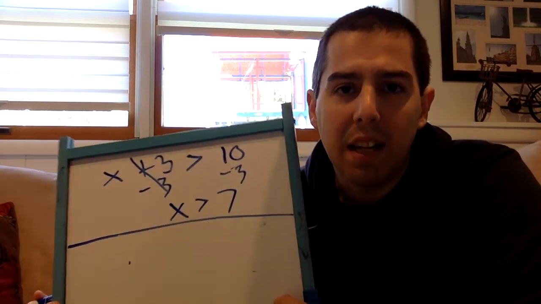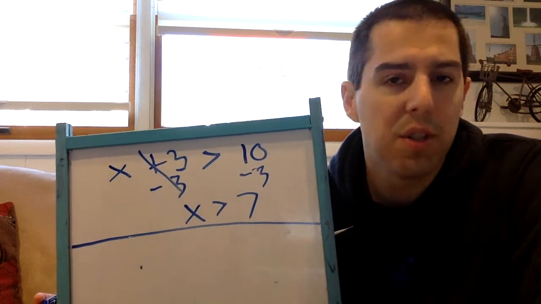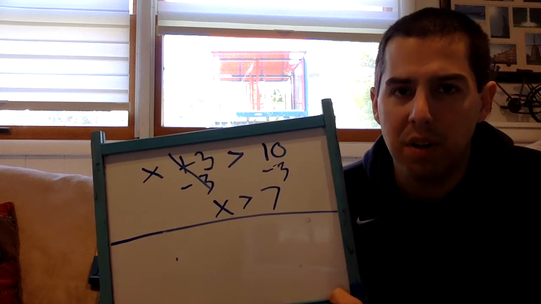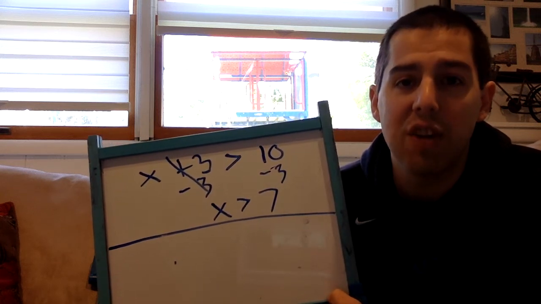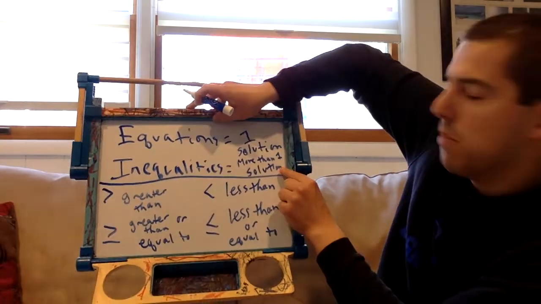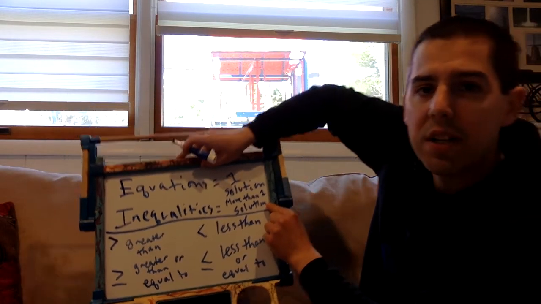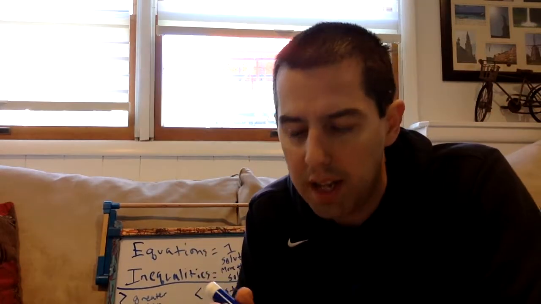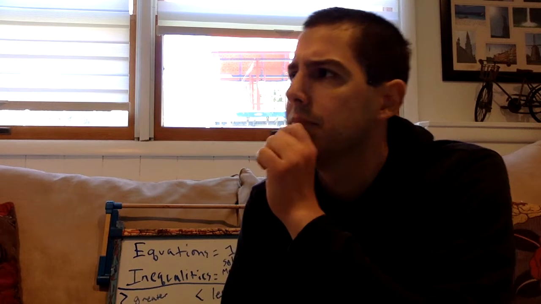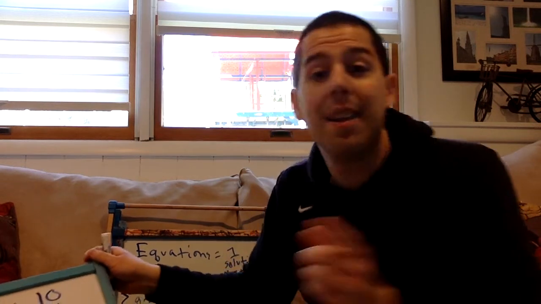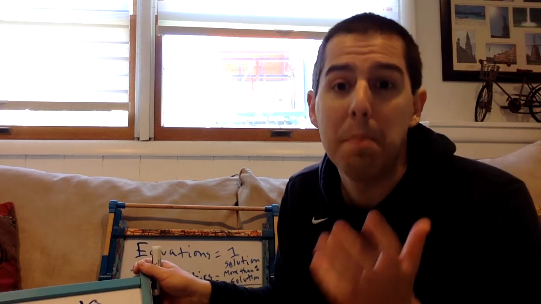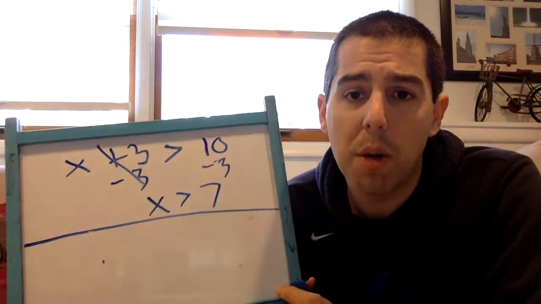So what does that mean? If x is greater than 7, and I'm going to do a whole second video on this, but if x is greater than 7, that means any number that you can think of that's greater than 7 is a solution. So that's why there's more than one solution now. It's an inequality, so there's more than one solution. So quick, think. What's a number that's greater than 7? 8, 9, 10, 100, 1 million. All of those are possible solutions.